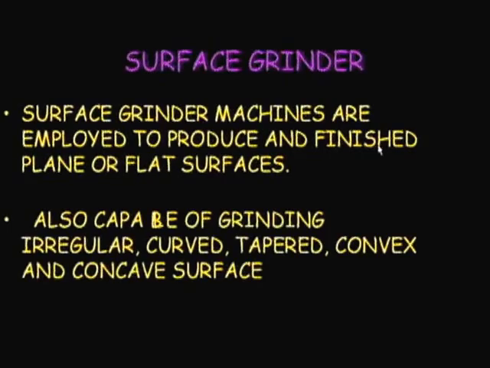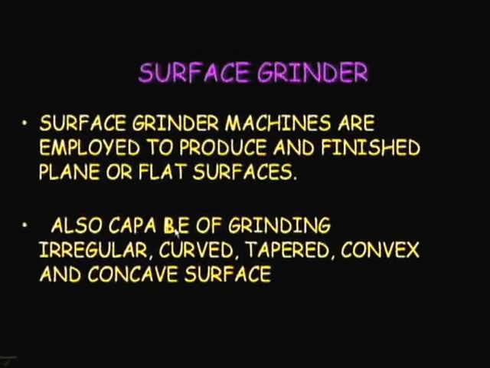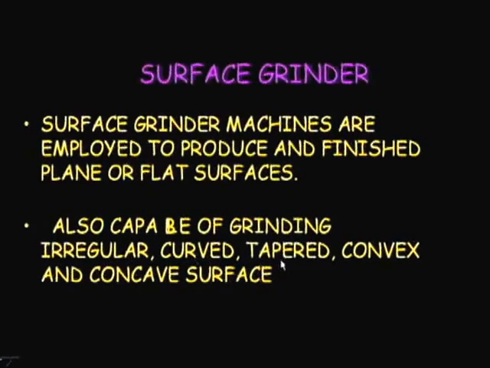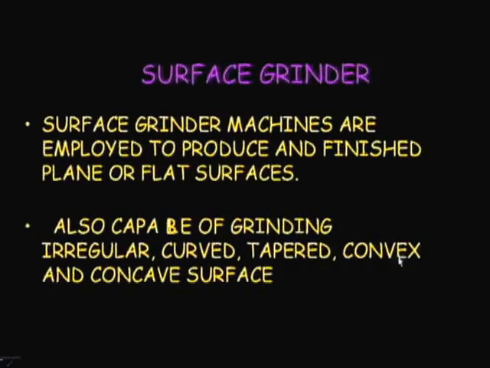Next one is the surface grinder. So what is a surface grinder? As I told you in the beginning, we are going for producing flat surfaces. Right. Now let us see what a surface grinder is. Surface grinder machines are employed to produce and finish plain or flat surfaces. They are also capable of grinding irregular, curved, tapered, convex and concave surfaces. All these surfaces can be done in these grinding machines.